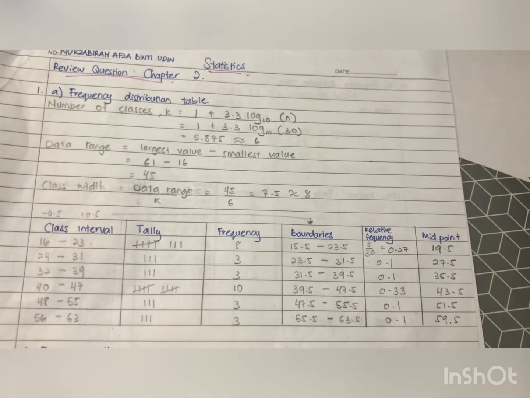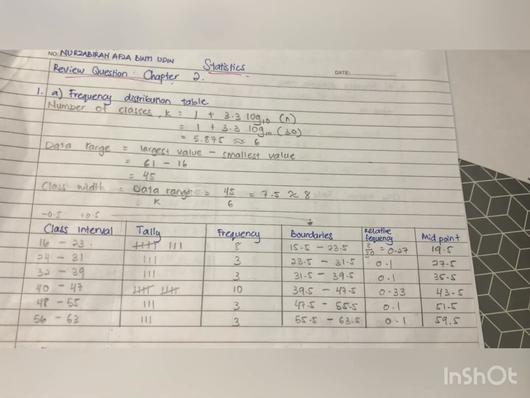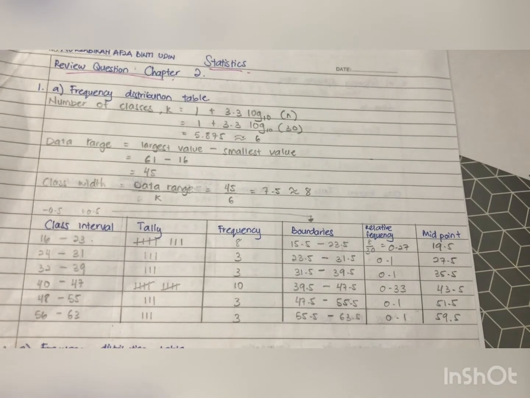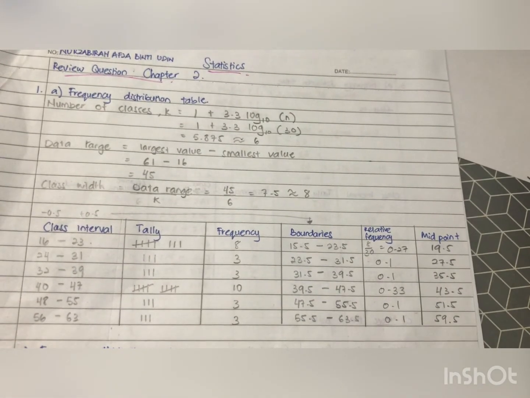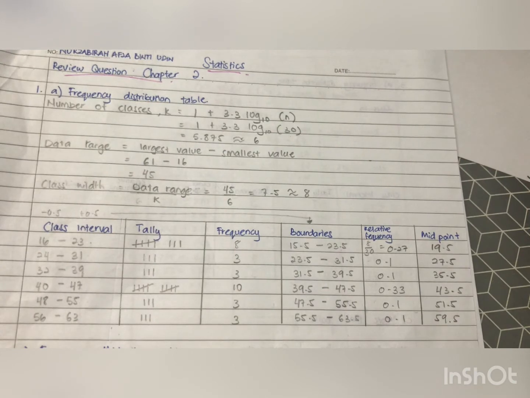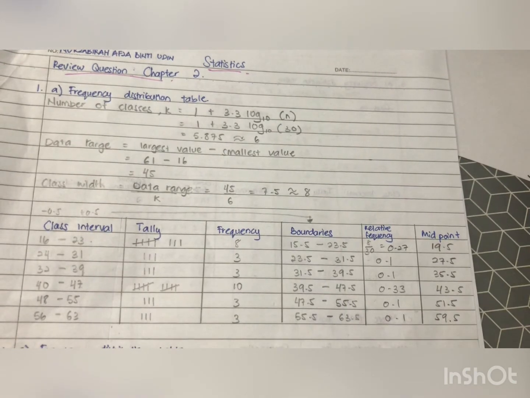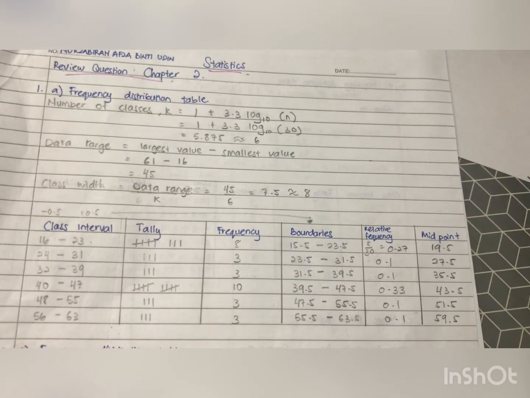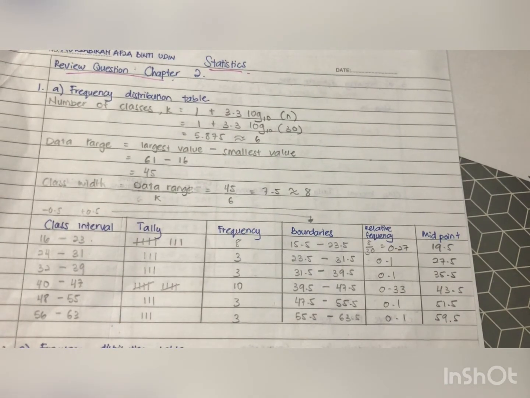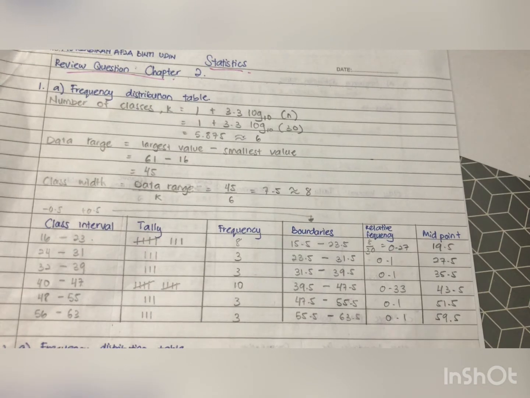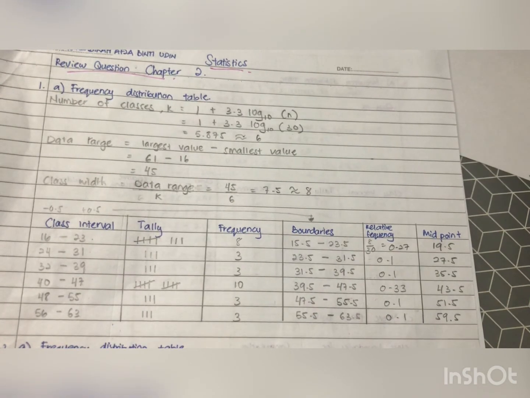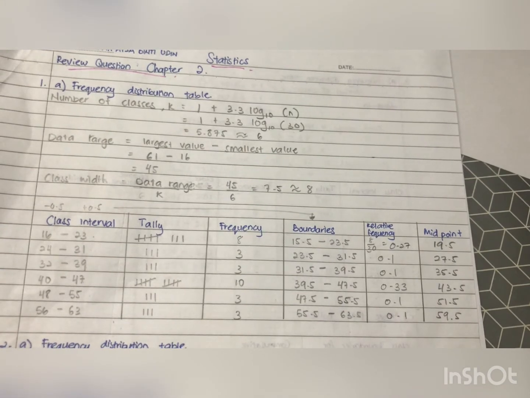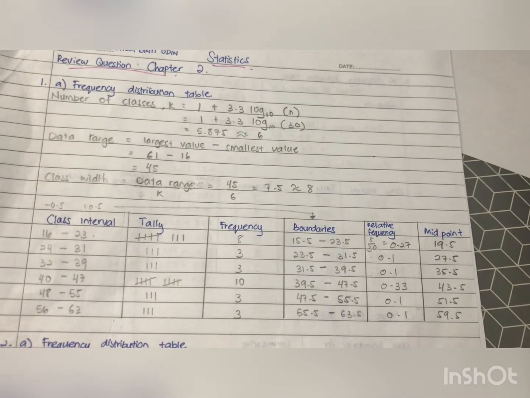So this is how we answer the question of constructing a frequency distribution table. The first thing is you need to remember the formulas for the number of classes, which is k, data range, and class width. And also you need to remember the content of the frequency distribution table. The first one is class interval, and then tally, frequency, class boundaries, relative frequency, and the last one is midpoint.